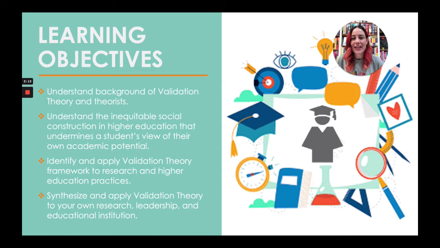Our learning objectives are to understand background of validation theory and theorists, understand the inequitable social construction in higher education that undermines a student's view of their own academic potential, identify and apply validation theory framework to research and higher education practices, as well as synthesize and apply validation theory to your own research, leadership, and educational institution.